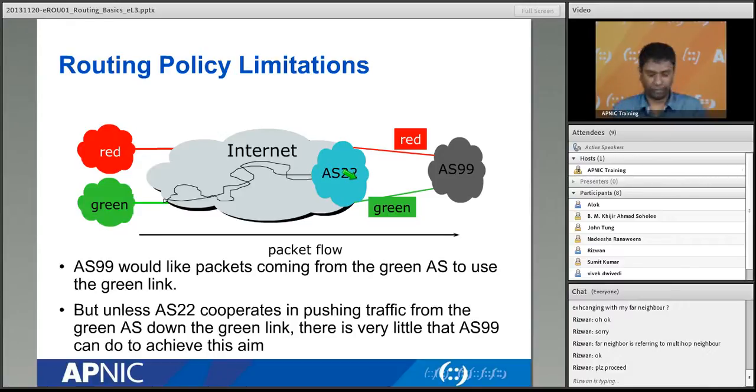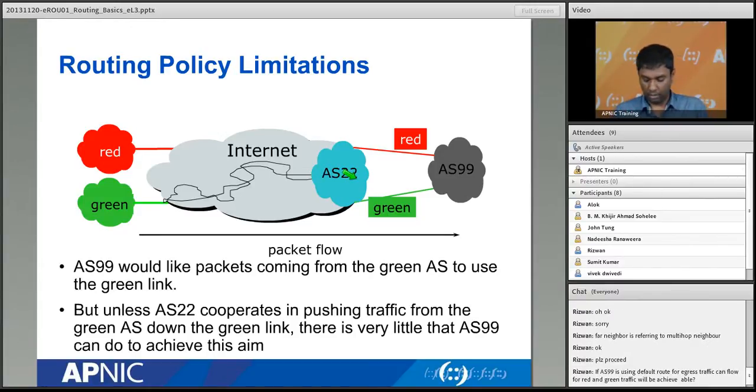Okay, there is a question. If AS99 is using a default route for egress traffic, can the flow for red and green traffic be achievable?